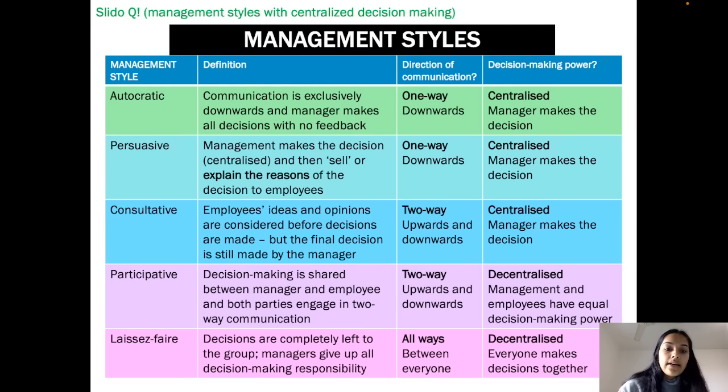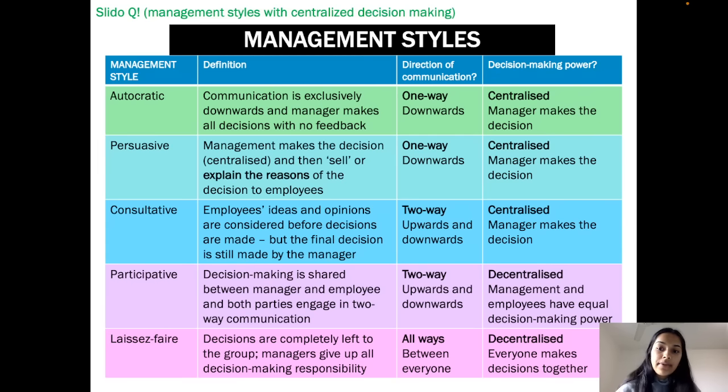Consultative, this is where employees' ideas and opinions are considered before decisions are made, but again, the final decision is still made by the manager. So this is slightly different to the first two because now the manager is seeking and acknowledging the ideas and opinions of their employees before actually making their decision. So therefore, the direction of communication is two-way because there is communication between the manager and employees, since their ideas and opinions are also being considered.